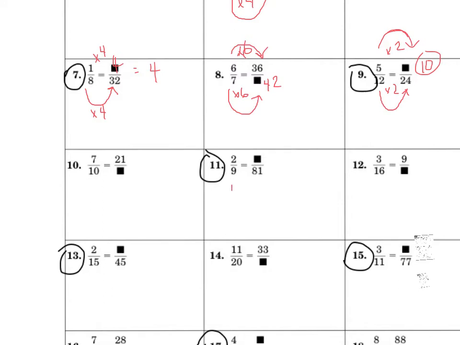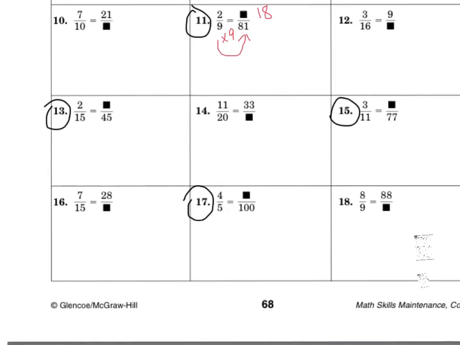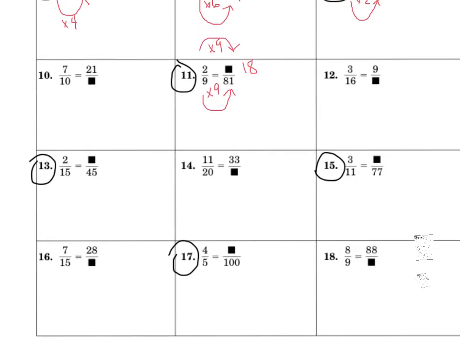Here's a bigger number. 9 times what equals 81? 9 times 9. So 2 times 9 is 18. And there's your answer. Okay, you can do number 13, 15, and 17 on your own. And then let's look at the back side of that worksheet.